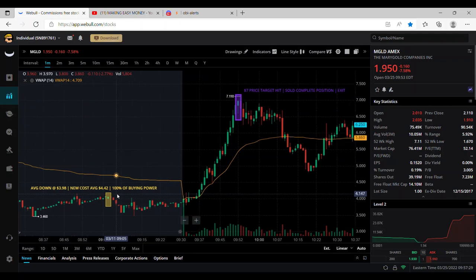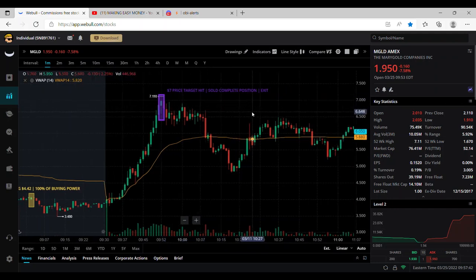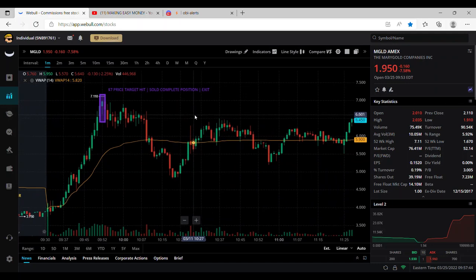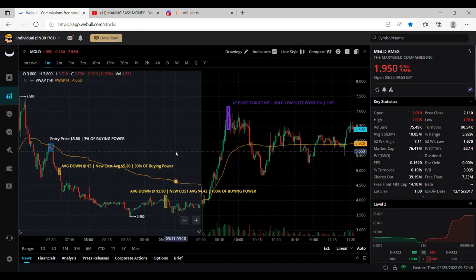we now have no more buying power. Our cost average is cut down to $3.98, and as you can see here, guys, our price target at $7 was hit. So complete position, and I exited the trade completely, guys. Using this method will make you a better trader.